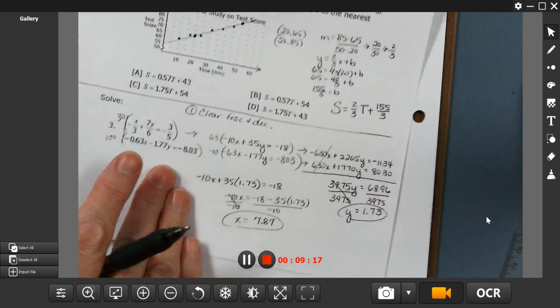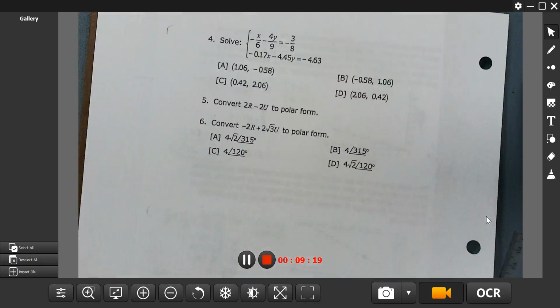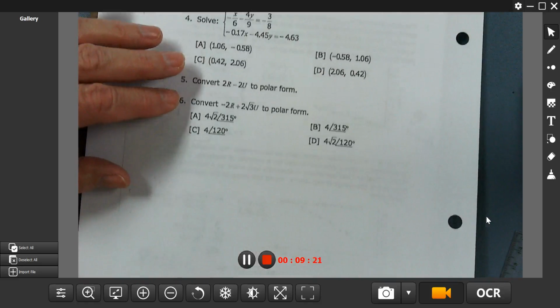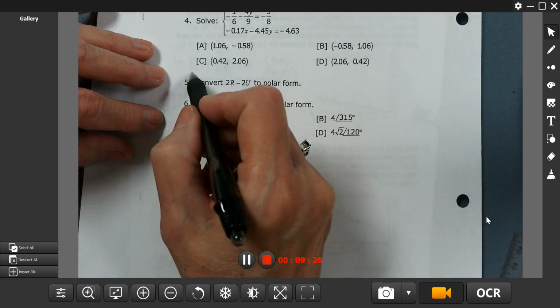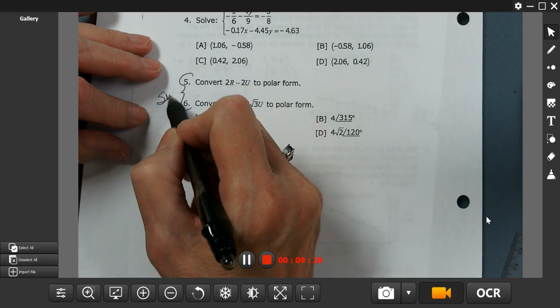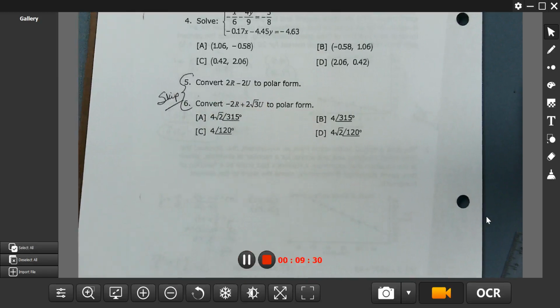So let's look at the back for just a second. I'm not going to go through another example, but we're skipping these type problems. So when you see these in your homework, you can just skip them, okay? I hope that's helpful.